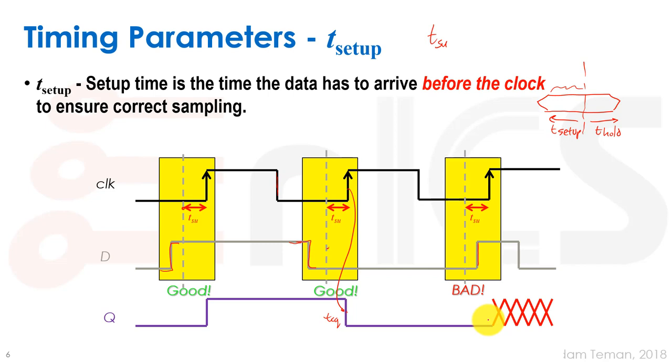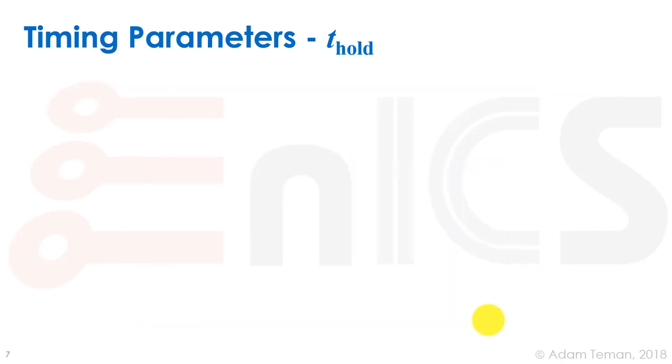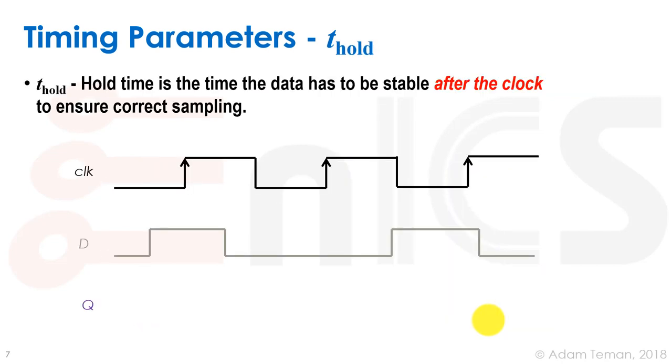In a similar fashion, we have T hold, and remember, as we said before, we have our rising clock edge over here, and there's some sort of window around that edge. The time before the clock edge that the data has to be stable is T setup, and the time after that the data has to be stable is T hold. So T hold is defined in the right pointing direction.